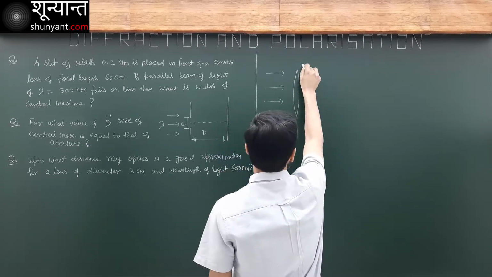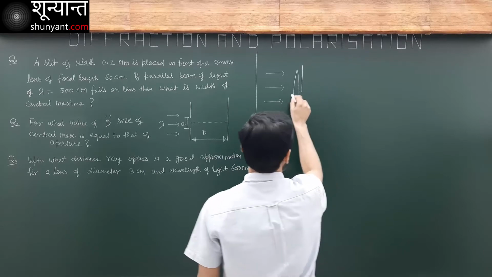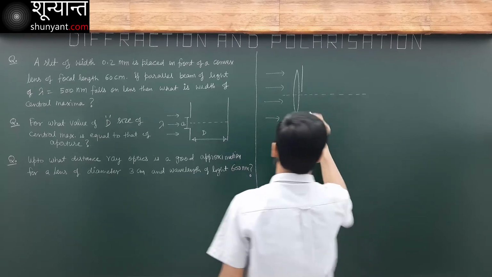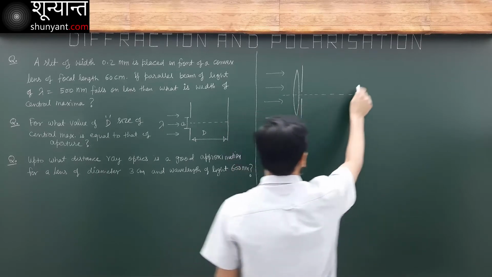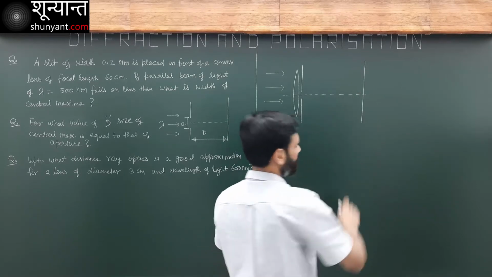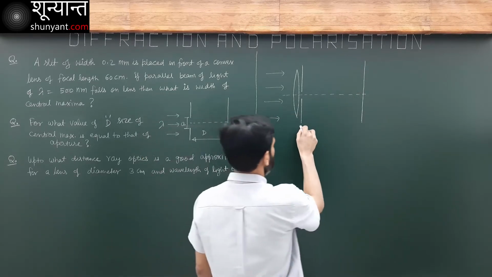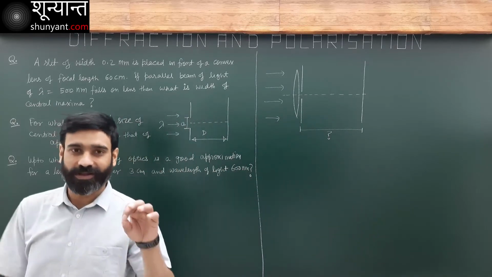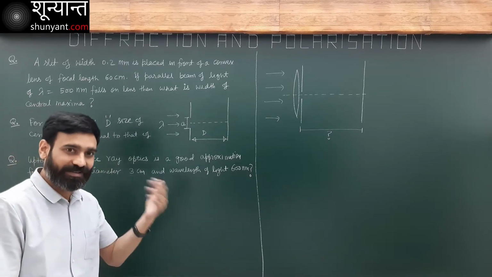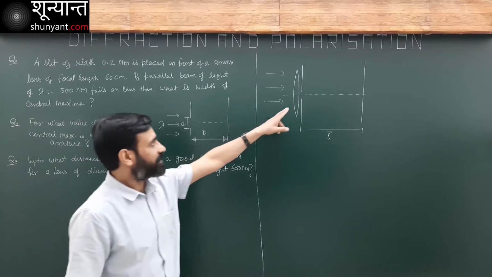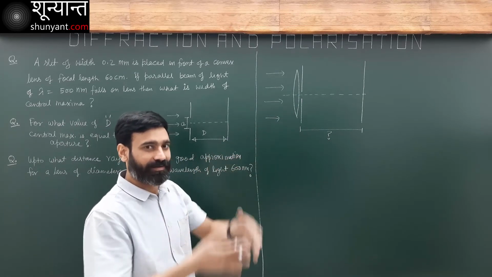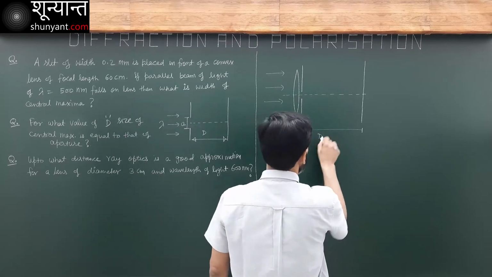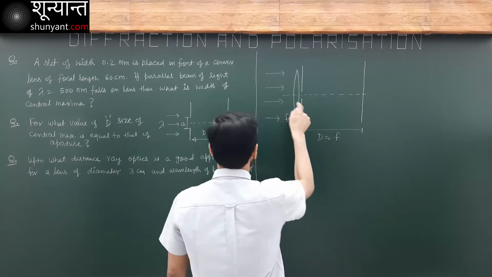And in front of the lens, I am keeping some kind of an opening, an aperture, a slit. Then I will get a diffraction pattern. This length is not given. But where should I keep my screen to see the diffraction pattern? This is a convex lens, so it is focusing all of the light rays at its focus. That means I should keep the screen at the focal length of this lens.